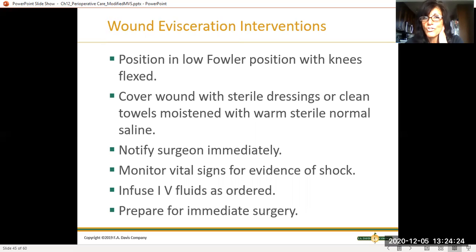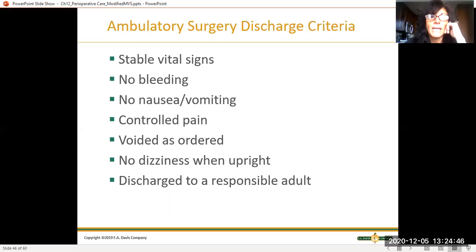These are board questions. So you find an evisceration, primary action by the nurse: low Fowler, knees flexed. Second, cover that wound with sterile dressings or clean towels, moistened with, it says here, warm. You may not have time to warm up the normal saline, but get those soaked towels or dressings over that evisceration, okay? And then ambulatory surgery discharge criteria.